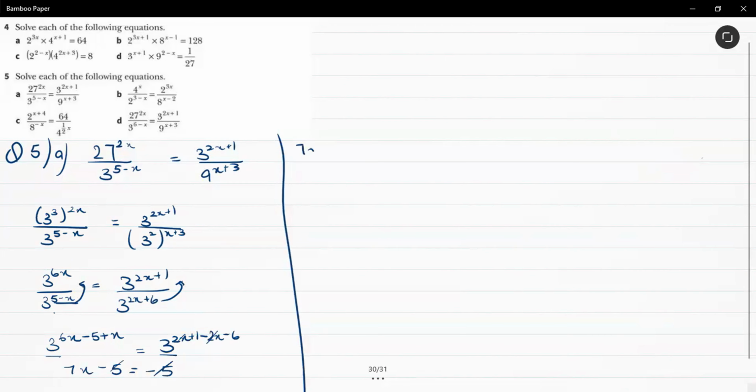7x is equal to 0 and x is equal to 0. Question 5a, x is equal to 0. That's it. This is our answer for question number 5a.